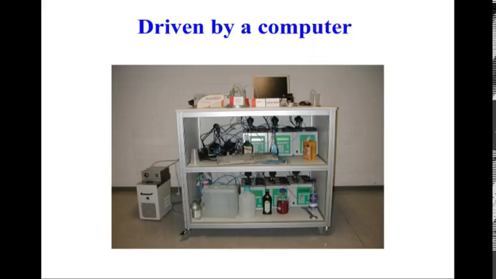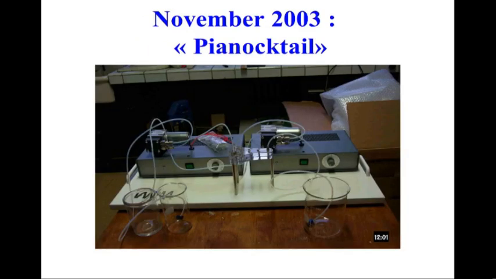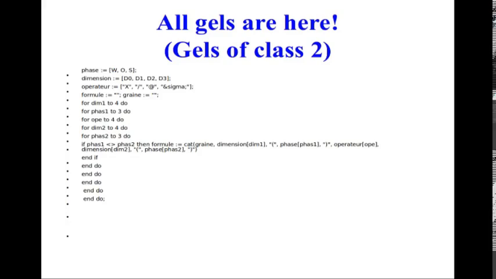So very simple. Now we used computers in order to drive the pump. So you type the formula, you get the result, and you made some cocktails in a public fair. There is a very small system now, prototype. I call it a pianocktail. And with this system, this is a microfluidic system, you can make 500 billion different systems. So you see, using the formula is very helpful.